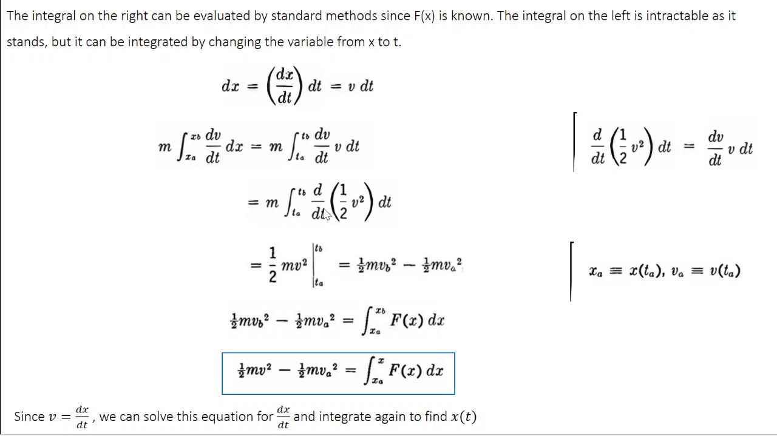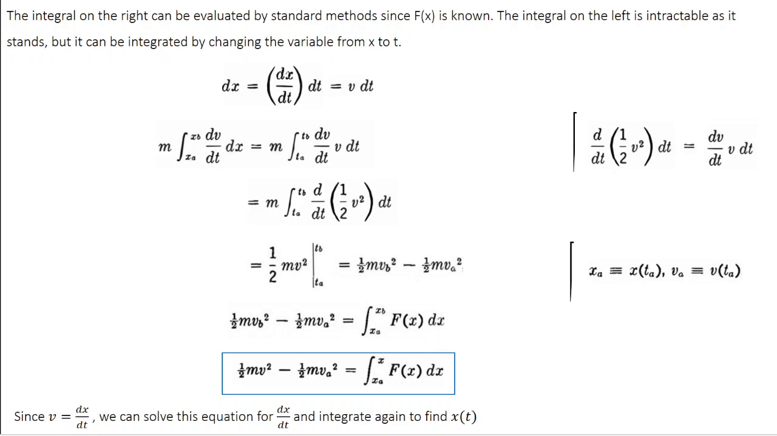And what's the integration of d by dt of half v square? This is the term itself, right? Half v square. So when you multiply that with m, you get half mv square. Apply the limits from ta to tb. So let me say velocity at time ta equal to va and velocity at time tb equal to vb. Then the result is going to be half m vb square minus half m va square.